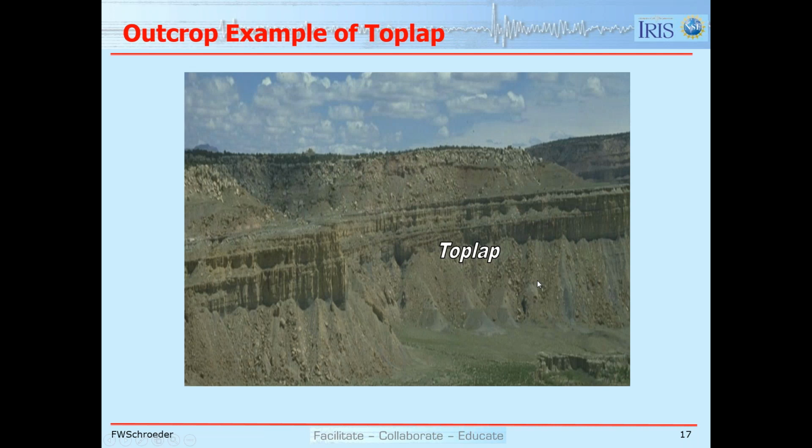Here's an example from Utah of toplap. So I've marked 2 of the units in blue, some of the older units in red, and this package here is coming up, approaching those blue, and I lose the top of it here, and I lose the base of it here. This unit is thinning and thinning. Similarly, these units are thinning and thinning.